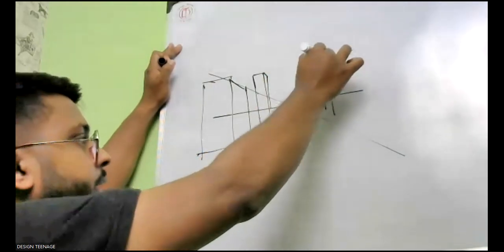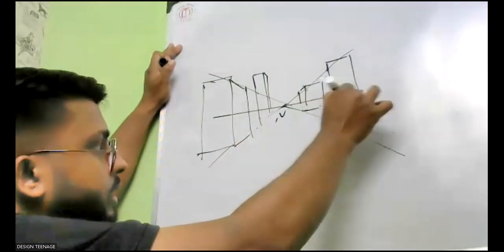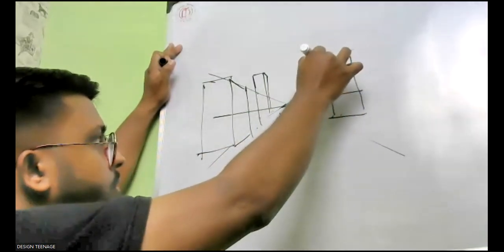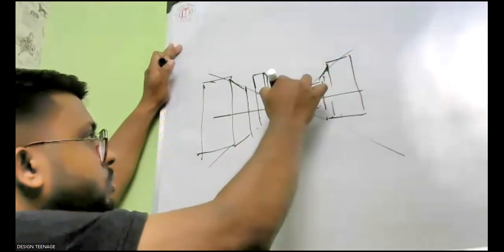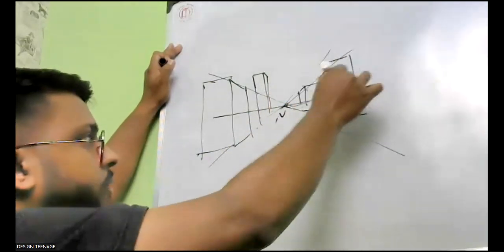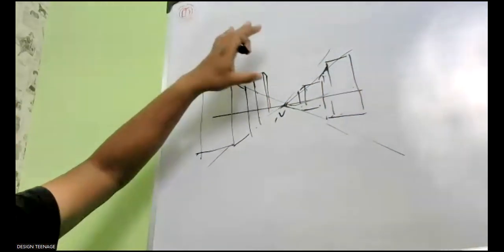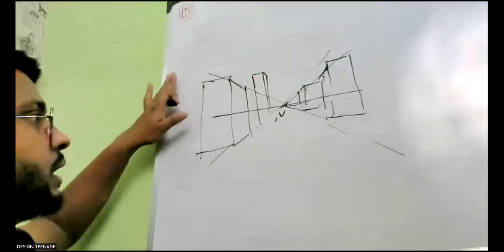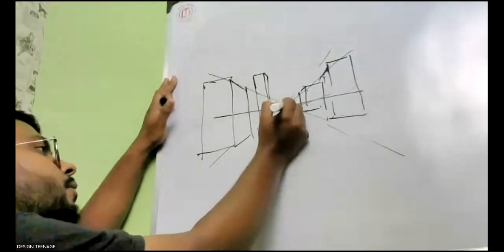Everything will be in respect with the lines that originate from these 2 points. There can be an infinite number of lines originating, not only the buildings, the doors, everything. Okay. This is how 1 point perspective works.